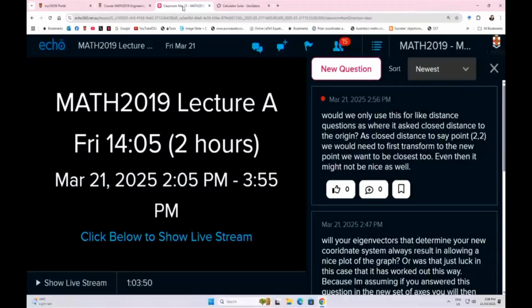Good question from home. We would only use this for distance questions. Yep. But we'll also use this method for solving systems of ordinary differential equations. I'm not going to talk about that today because it's too overwhelming. But we will use this to solve a whole bunch of basically linear systems, but with derivatives.